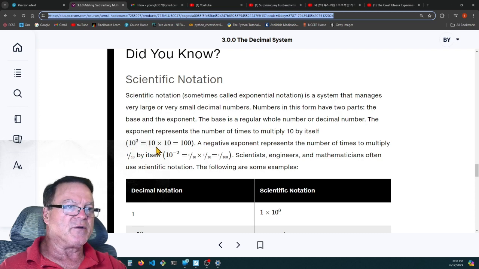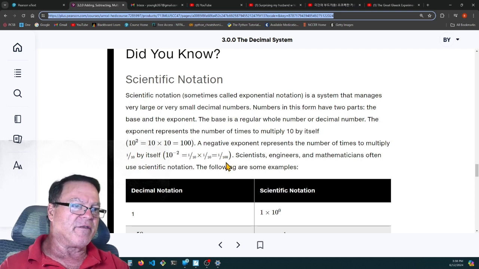So 10 squared equals 10 times 10. 10 to the third equals 1,000. 10 to the fourth equals 10,000. That number is how many times you've multiplied 10 by itself. A negative exponent represents the number of times to multiply by 1/10. So 10 to the negative 2 is actually 1/100th.